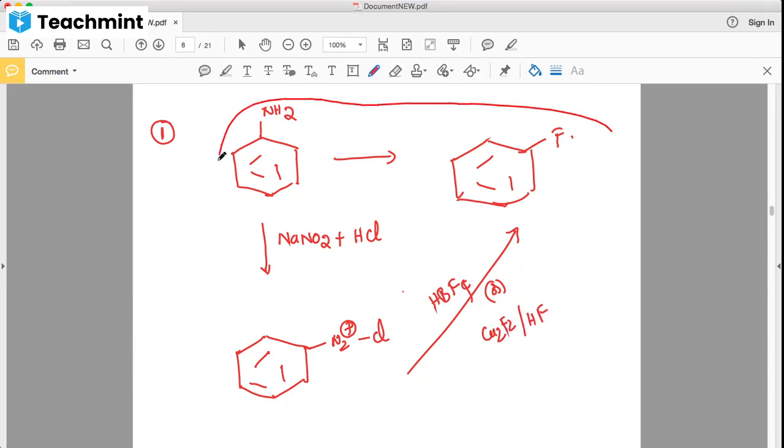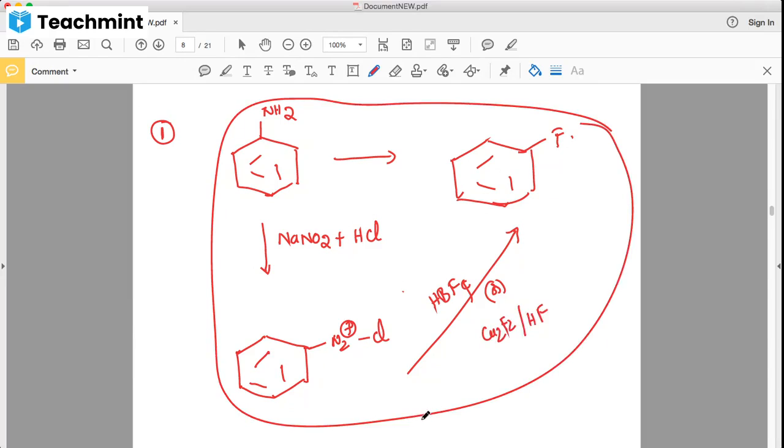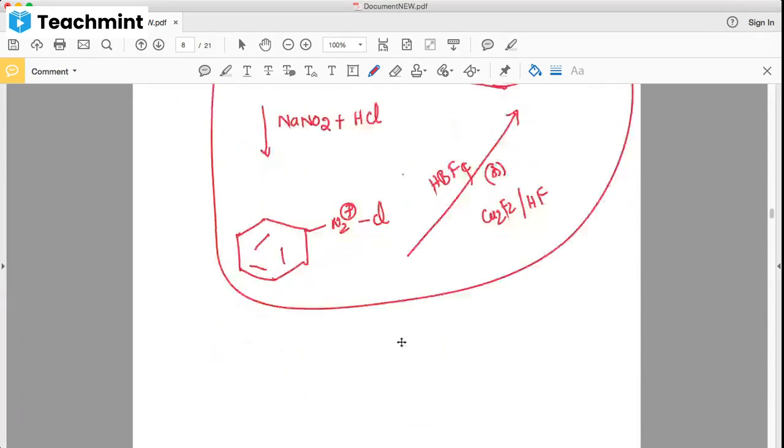This reaction is called, can anyone tell? What is this reaction called? I gave it to you in the exam also. This named reaction is called... Venu, respond. Yes, you are right. Sandmeyer reaction. This reaction is called Sandmeyer reaction.